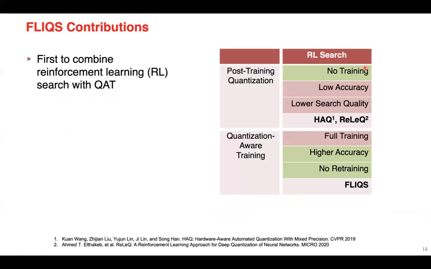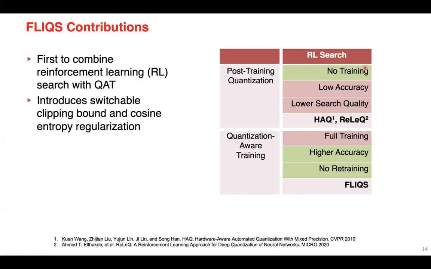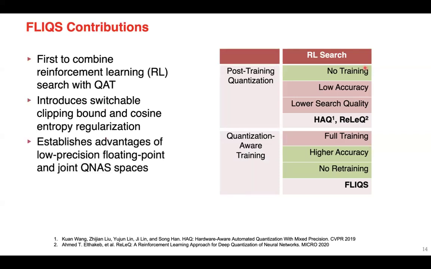So overall, and much more details provided in the paper, but FLIQS is the first to combine reinforcement learning with a one-shot search combined with quantization-aware training. It introduces a switchable clipping bound and cosine entropy regularization, which was omitted in this presentation. And it establishes the advantages of low precision floating point, since these models often dominate their integer counterparts, and the joint QNAS searches, which dominate both the vanilla NAS search space and the pure format search space.